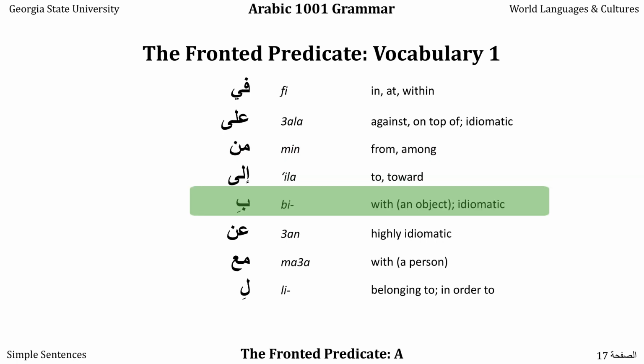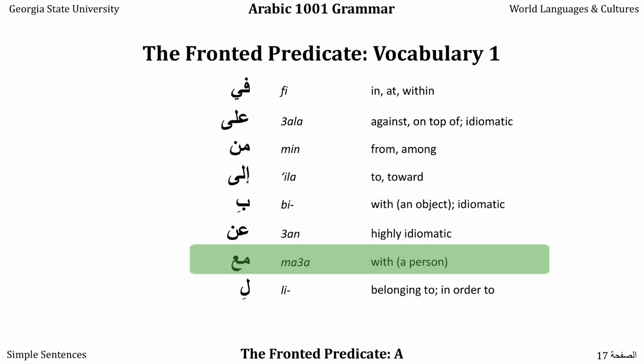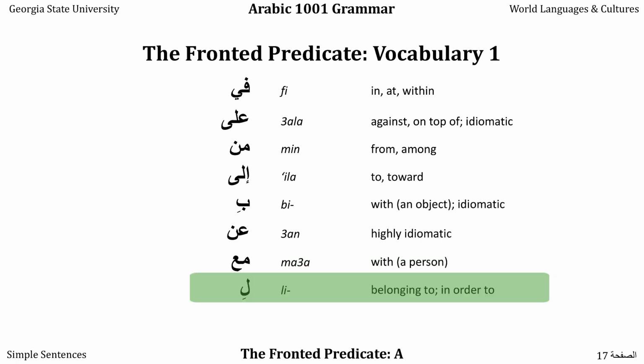Bi, which attaches to the next word, and therefore it shouldn't have a second crescent here, but I can't make PowerPoint do that while still retaining the kasra. It's driving me crazy. So bi means with an object, like I'm going to hit you with a chair, and it also has a lot of idiomatic meanings as well. The preposition an has no direct equivalent in English and a lot of highly idiomatic meanings. Just learn to recognize it for now. Ma'a means with, but only with a person, like I'm going with my friend to the store. And li means belonging to or in order to. It also attaches to the next word, and it really shouldn't have its full tail, but again, I can't make PowerPoint do that.